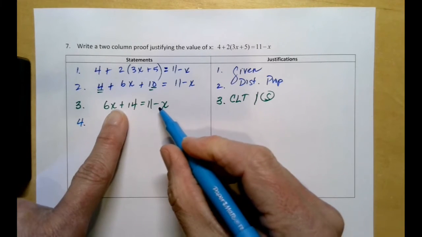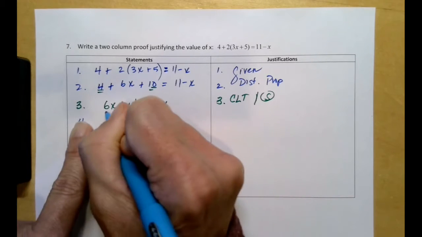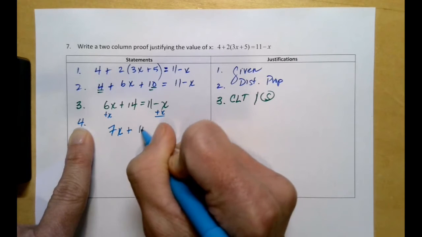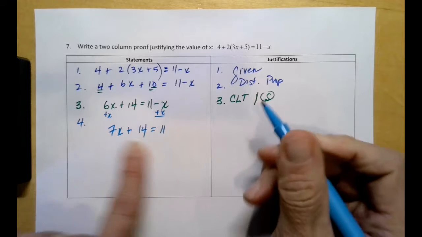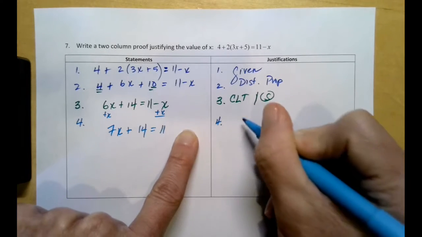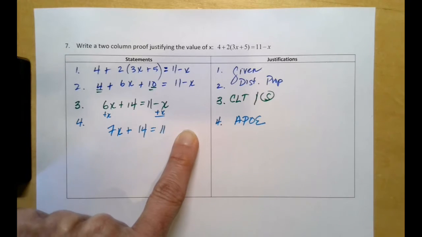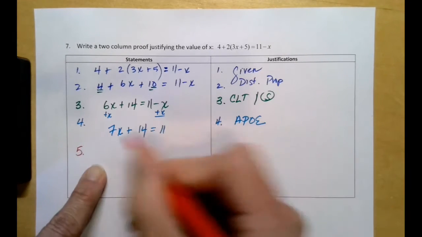I always group my variables first. So we're going to add an x to each side. So we get 7x plus 14 is equal to 11. So for number 4, our justification is the addition property of equality.